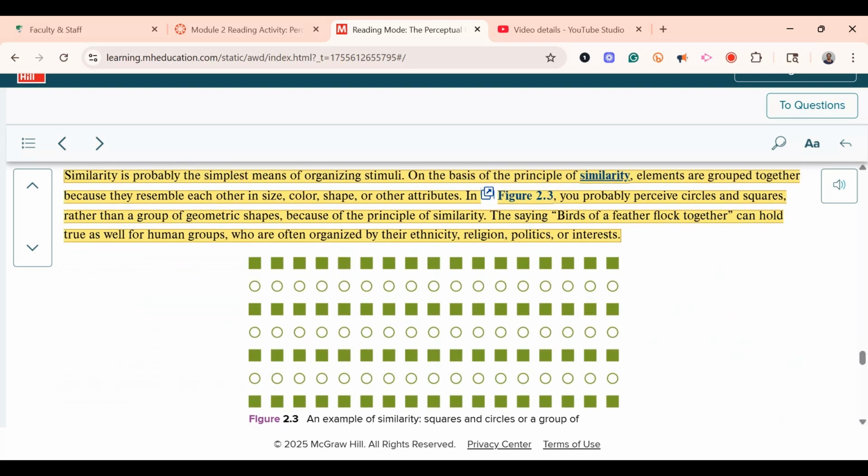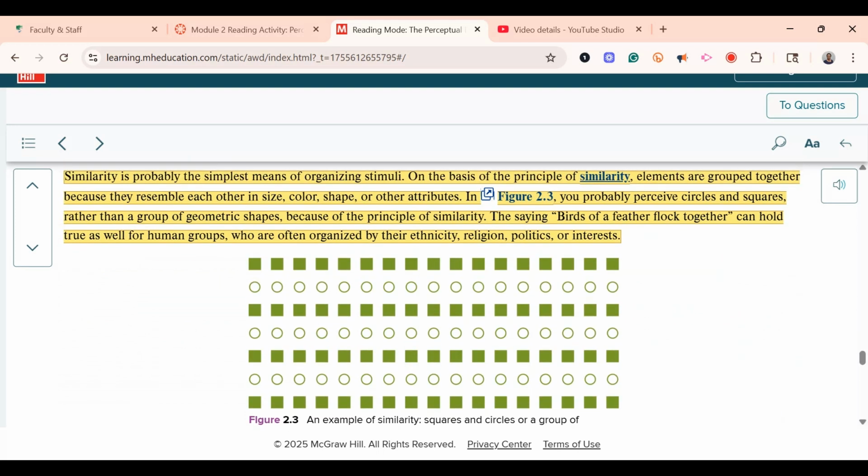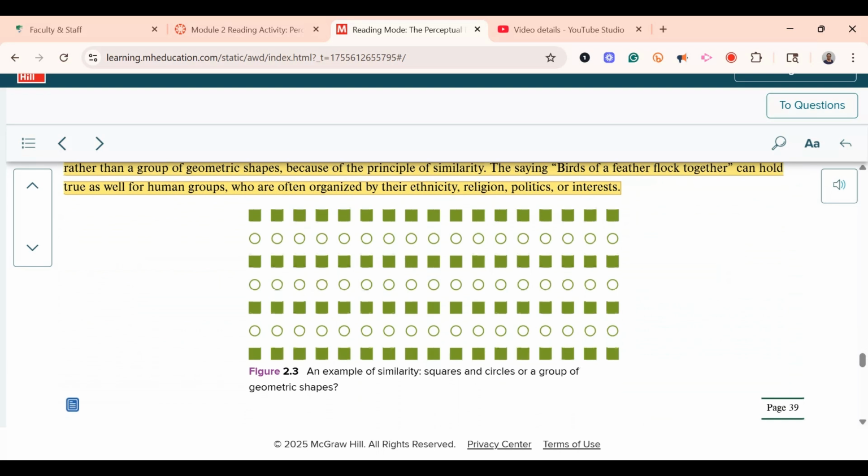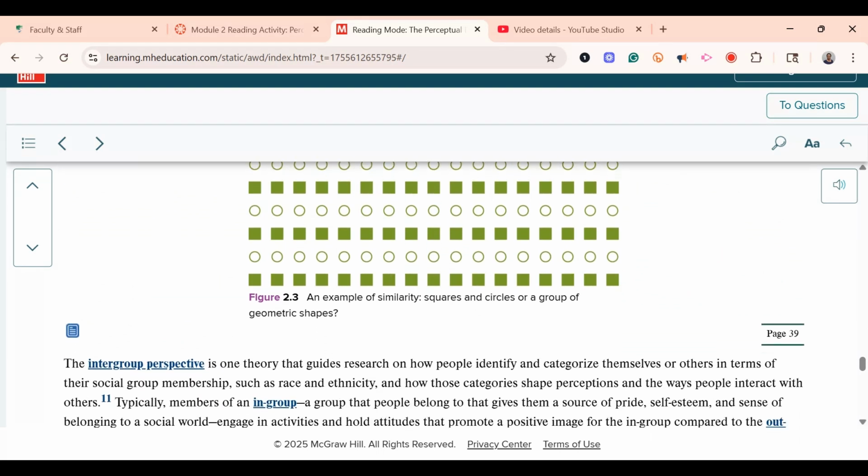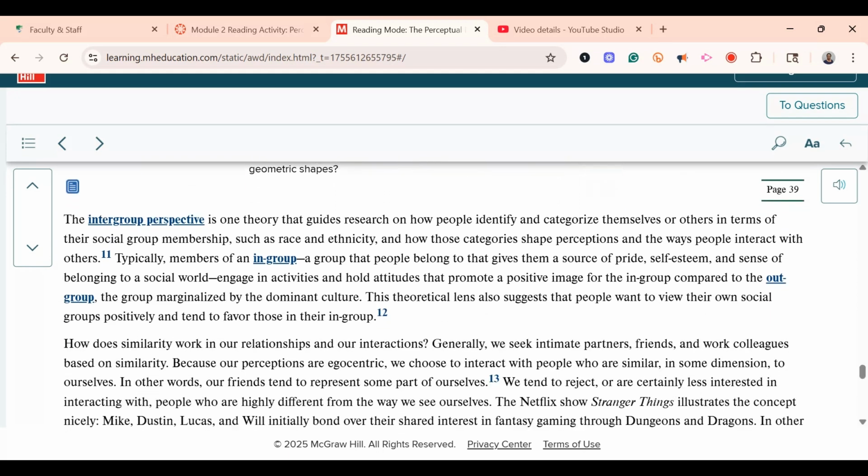Here is similarity. What do you see here? Did you see the squares? Do you see the circles? Do you see a group of squares and circles? Or do you see the color green and white? What do you see first? It's just the way that we see things.